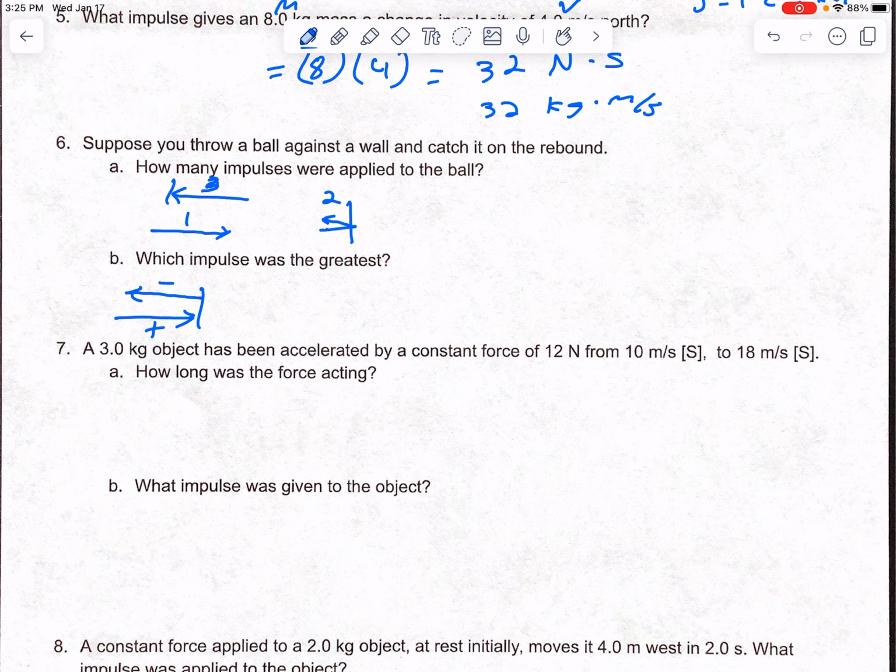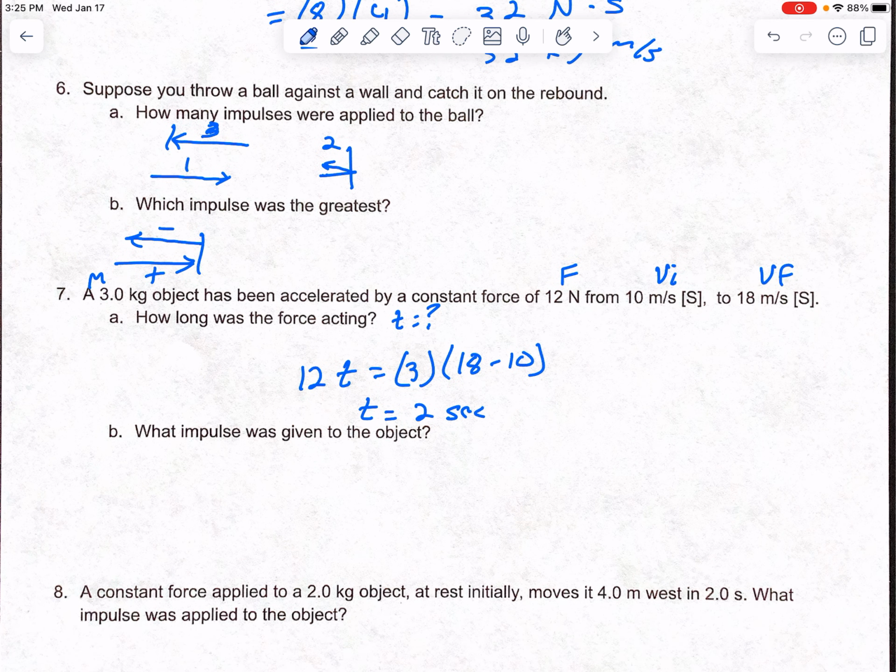Number 7, a 3 kilogram object has been accelerated by a constant force of 12 newtons. So we have mass, I have force, from 10 meters per second south to 18 meters per second south. So that's VI, VF. How long was the force acting? That means you're looking for t. So we're going to plug in. 12, force, times time. So 12 times t equals mass, which is 3, times VF minus VI, so 18 minus 10. And you should get t equals 2 seconds.